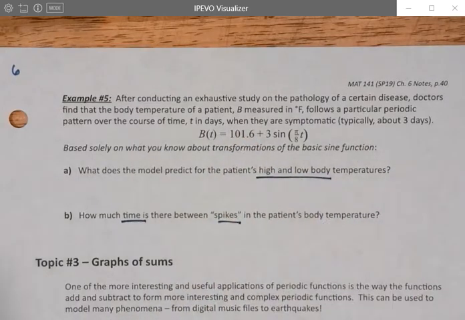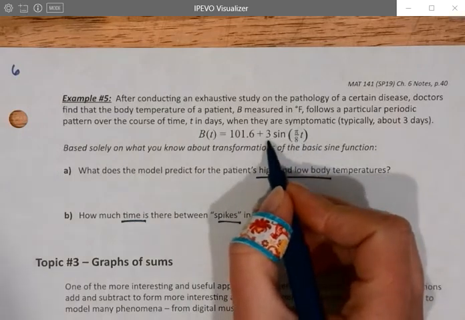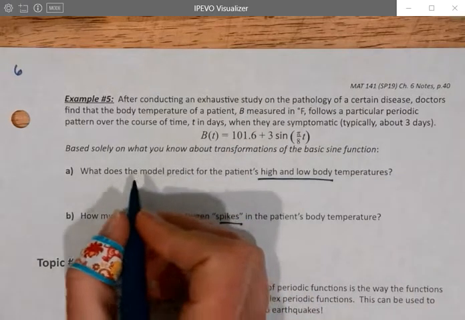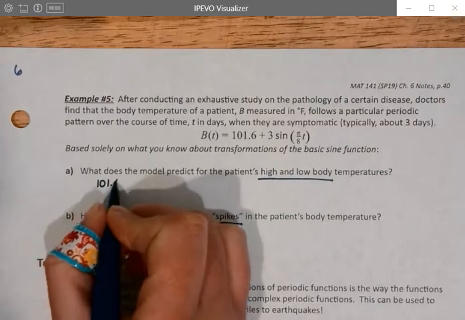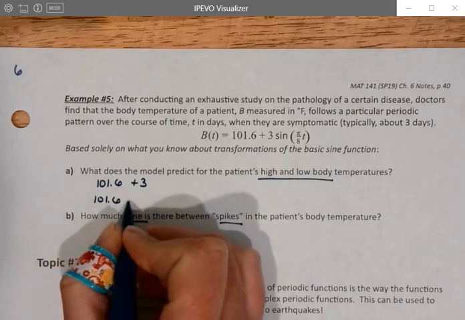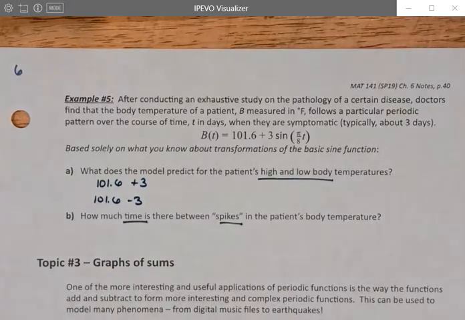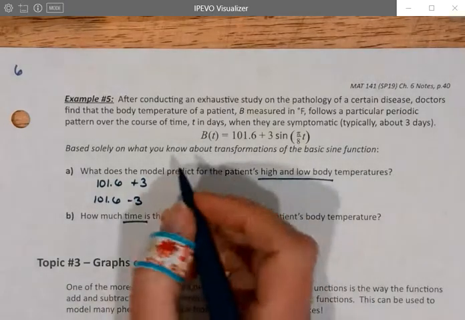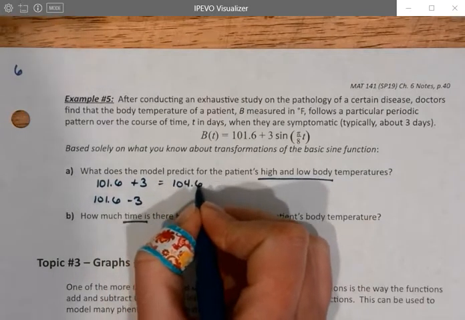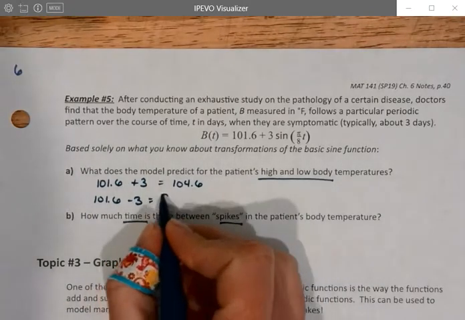vertical shift. Okay, so I know that sine outputs -1 to 1, and so I'm going to go up 3 or down 3 from this vertical shift value right here. And so if I take that 101.6 and I add 3 or subtract 3, because that is the amplitude of the function, then I should get the highs and the lows. So for the highs, we're looking at 104.6, and for the lows, we're looking at 98.6.